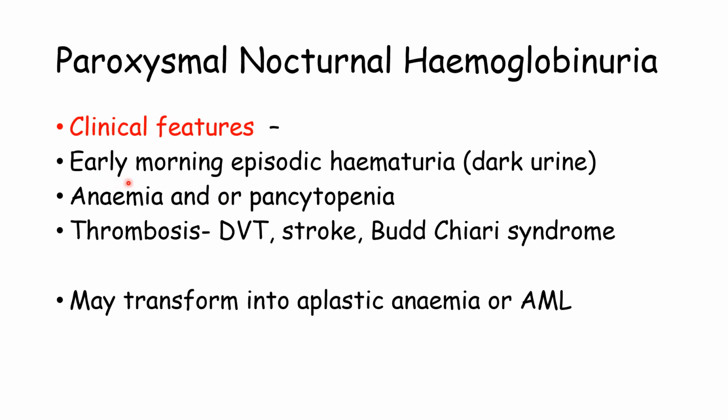And because of the destruction of RBC, there can be anemia, and the neutrophils or platelets can also be destroyed, and that will lead to pancytopenia. And there can be dysfunction in the platelets, and this will result in thrombosis, and this can give rise to deep vein thrombosis, stroke, or Budd-Chiari syndrome. And sometimes this disease can also transform into aplastic anemia or acute myeloid leukemia.